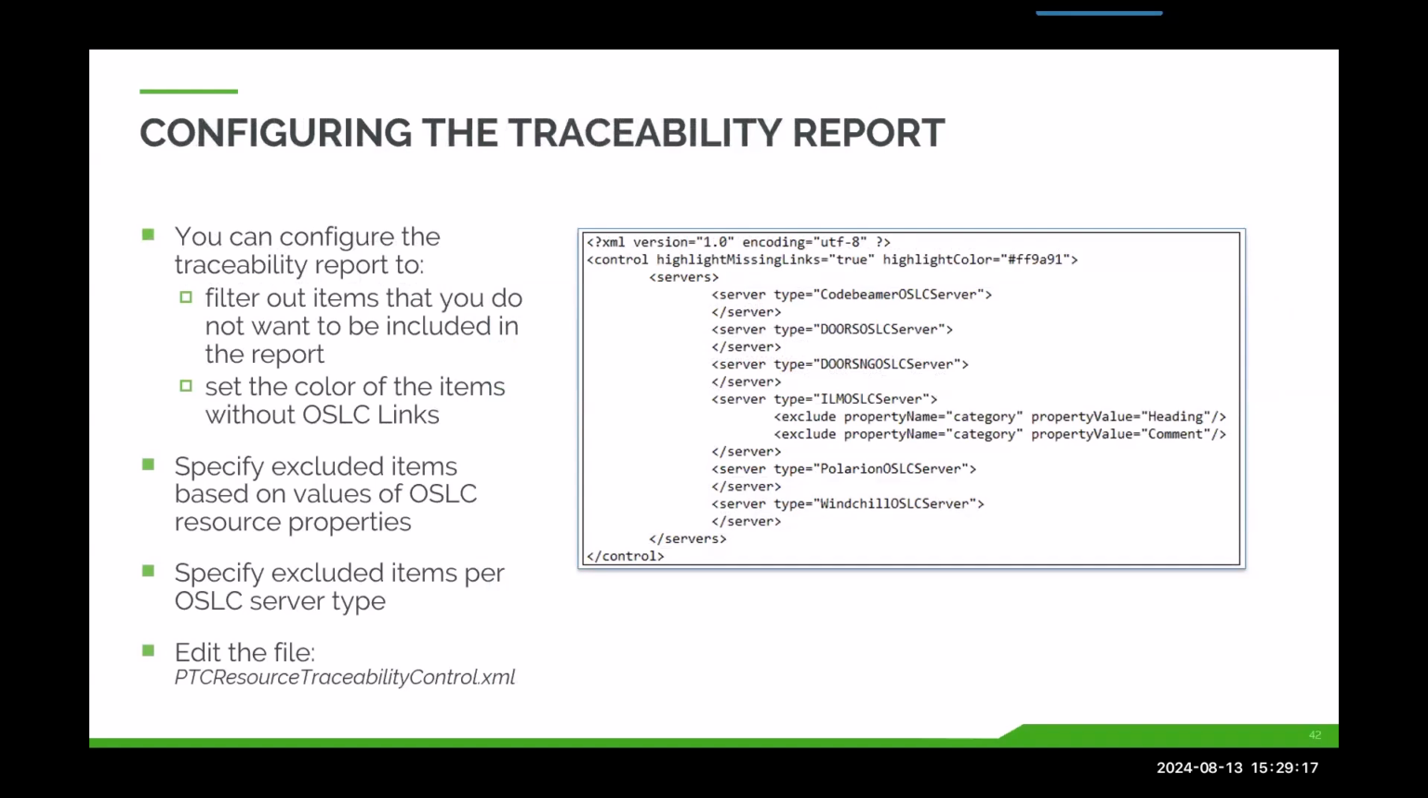Here's how you can configure the trace reports. You can modify the highlight color, and you can specify the types that are excluded from the reports. This is based on OSLC property. Depending on what the provider, the server, serves up in terms of properties, you can use that to filter out items you don't want.